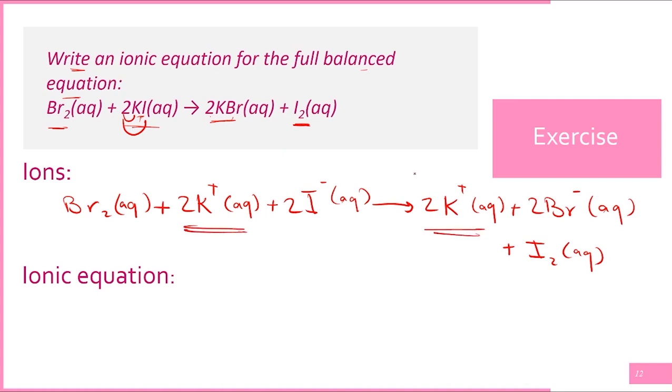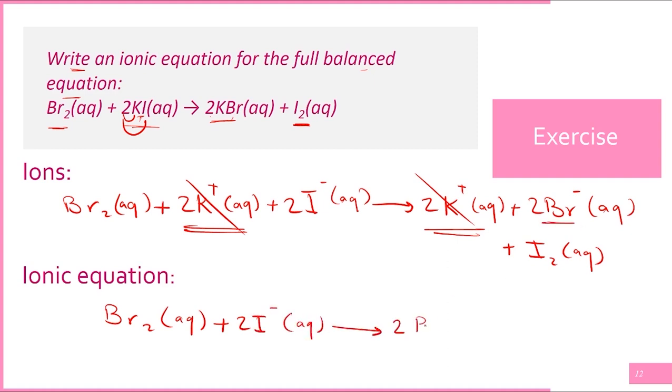You can see the potassium didn't change throughout the reaction, so we cancel the potassium. Finally, we write the ionic equation. Bromine solution plus 2 iodide ions to give 2 bromide ions and iodine solution.